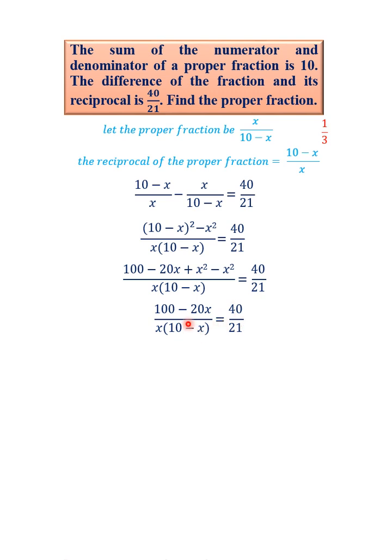Here we simply cross multiply. 21 multiplies this to give us 21 into 100 minus 20x equal to 40 multiplies this to give us 40 into 10x minus x squared.